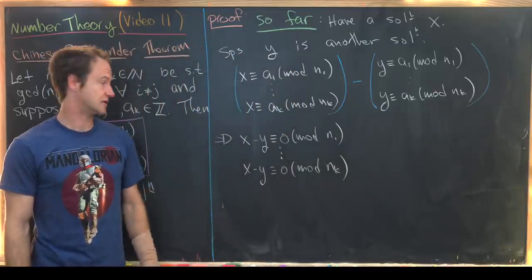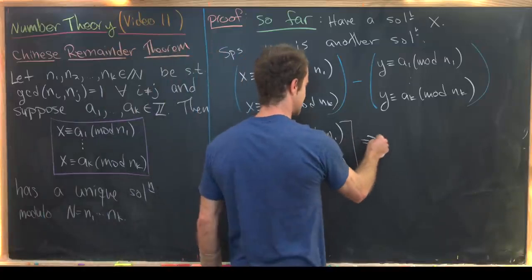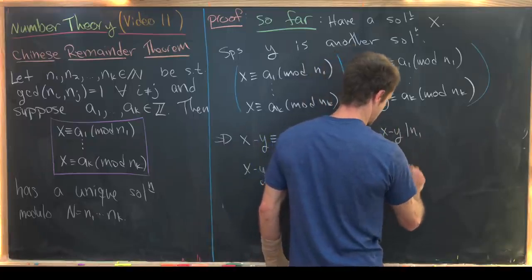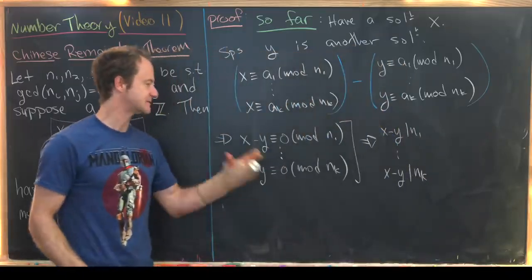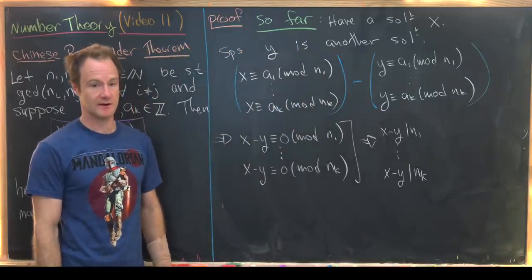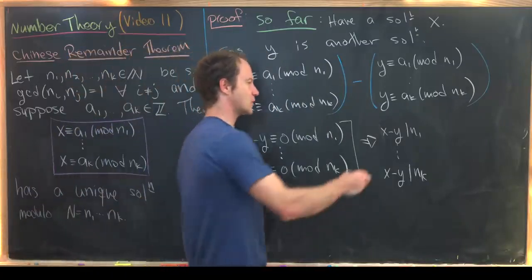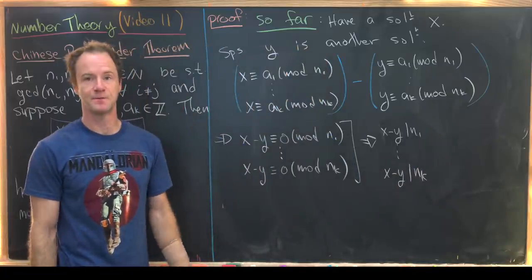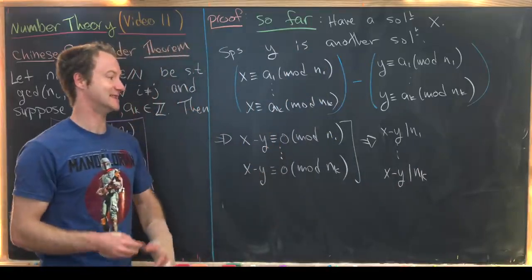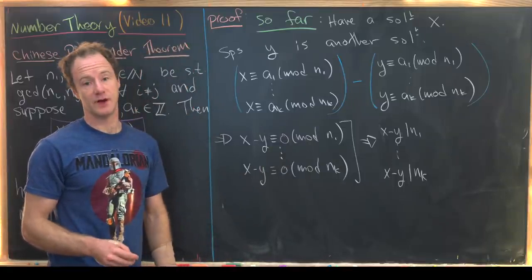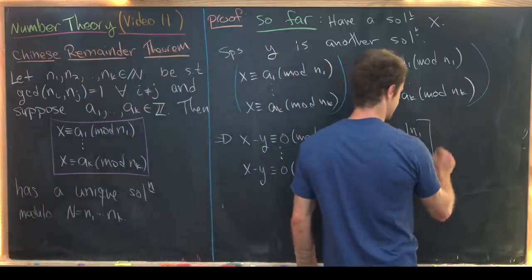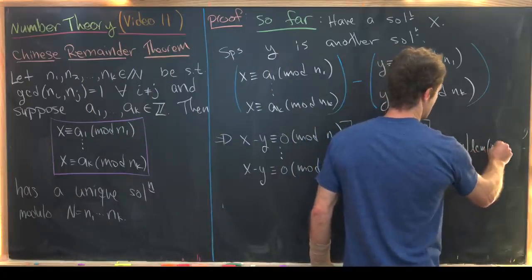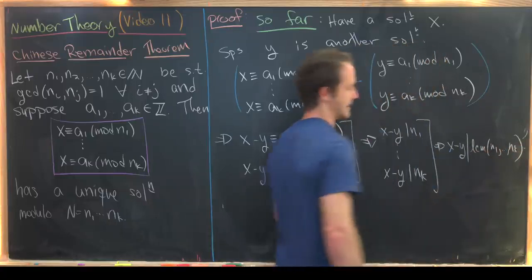Just by that subtraction. But that tells us n1 divides x minus y all the way down to nk divides x minus y. That's by the definition of congruence modulo n. Okay, well that doesn't quite tell us that the product n1 to nk divides x minus y. It tells us that the LCM of the numbers n1 to nk divides x minus y. So that's by the definition of the LCM. So let's write that down. We have the LCM of n1 up to nk divides x minus y.